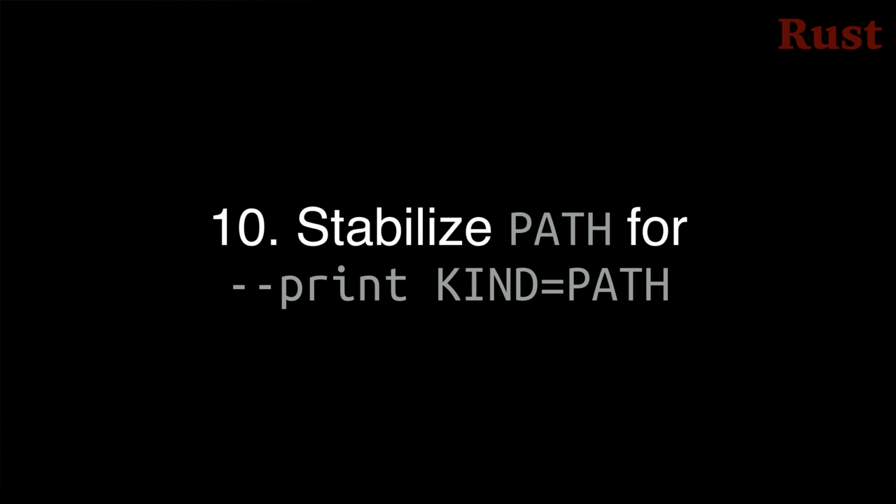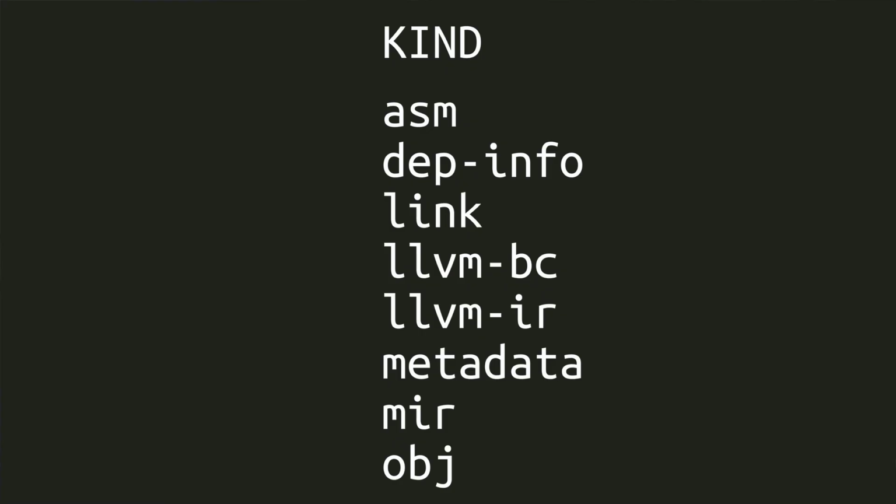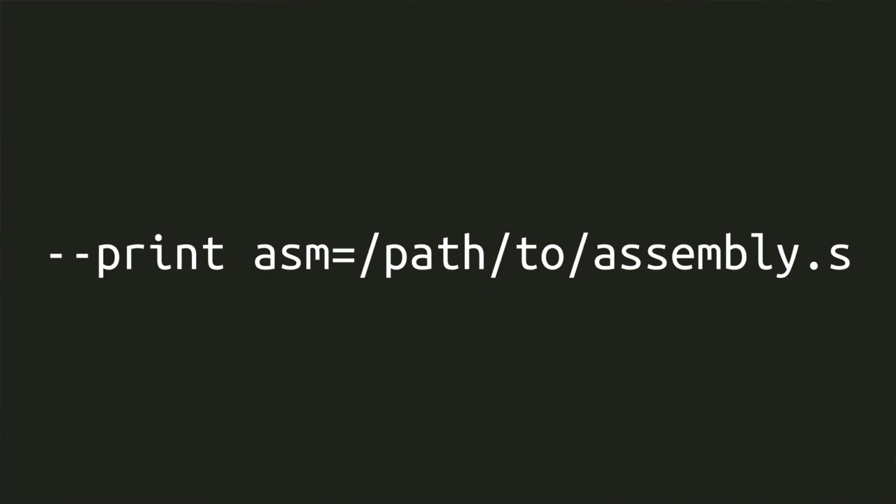The link modifier, plus whole archive, means that the static library is linked as a whole archive without throwing any object files away. Up until now, you could only specify one or the other, but now you can specify both together. Number 10, the compiler command line flag, --print, can now accept a path in its kind equals argument. Kind is one of the supported emit kinds, and path is literally a path to a file on the file system.